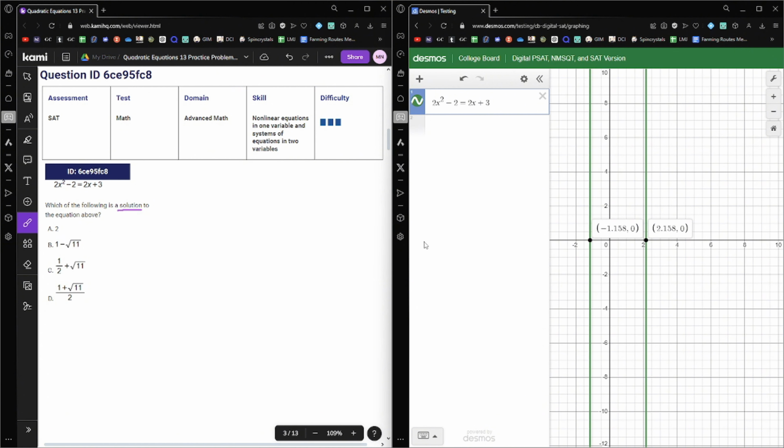So right off the bat, we can get rid of A because it's not 2. Now let's start plugging in all of these into Desmos and see if any of them match up with either of these numbers or either of these solutions. 1 minus the square root of 11.